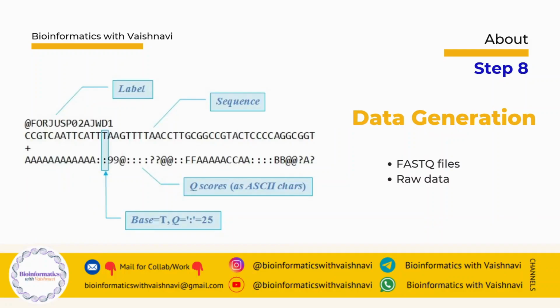The next step is data generation. The output from the sequencing machine is raw data files, usually in the form of FASTQ files. These files contain DNA sequence reads and the quality scores. At this stage, the data is not yet biologically meaningful.